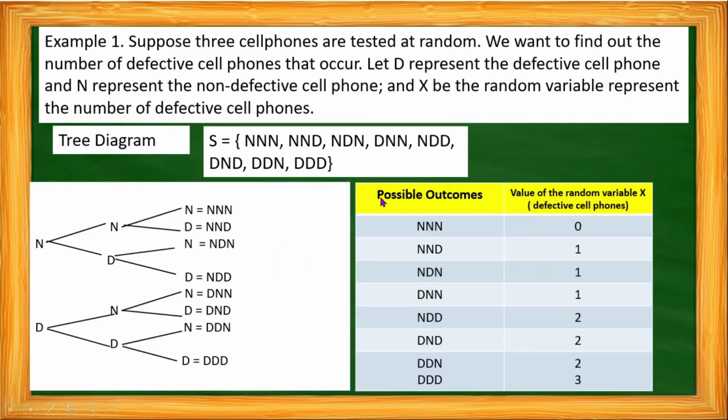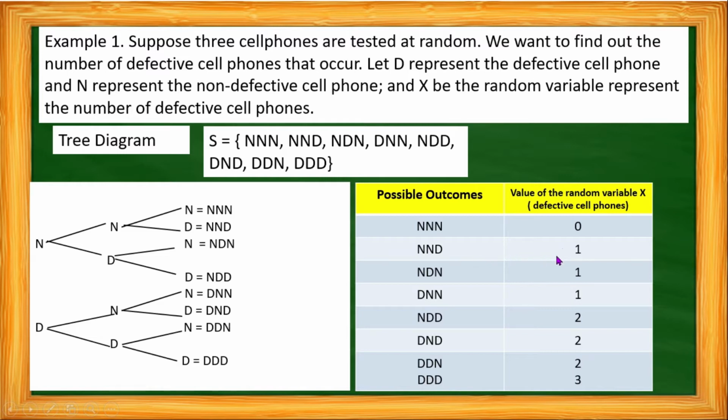So we construct a table. The first column is the possible outcomes, which we can find in the sample space. And the second column is the value of the random variable X, representing defective cell phones. The first outcome N, N, N has all non-defective, and since we want to know the number of defective cell phones, the first result is 0, because there is no defective cell phone.